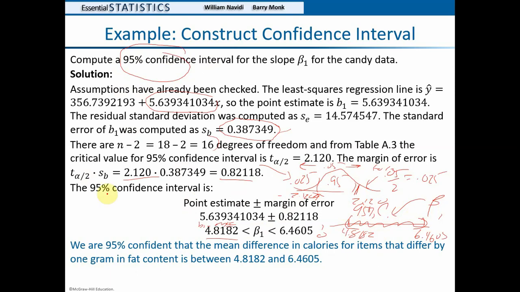Okay, and how do we say it? We are 95% confident that the mean difference in calories for items that differ by 1 gram of fat content is between 4.8182 and 6.4605, or we can say that we are 95% confident that the true population slope beta 1 lies between 4.8182 and 6.4605.